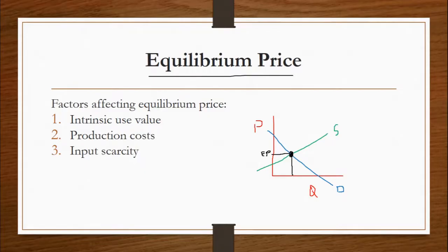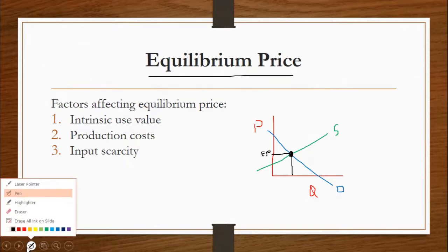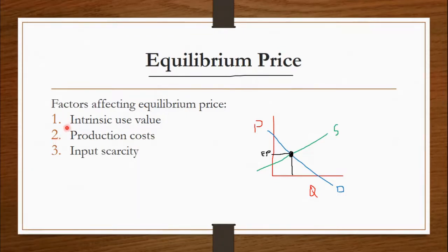Now, there are factors that affect your equilibrium price. You have your intrinsic use value, production cost, and the input scarcity. When you have intrinsic use value, of course, it is what the use of your product is. For example, if your product doesn't have a high intrinsic use value, of course you would expect demand would be lower, right? And then the supplier would not want to supply your product, and so on and so forth. So your equilibrium point will move, or shift.